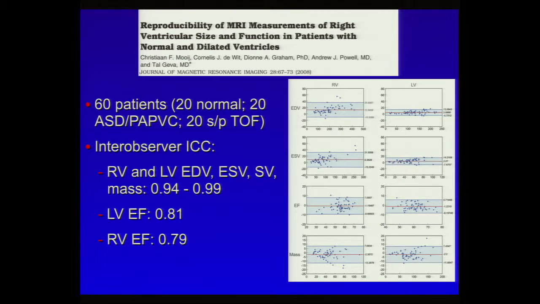MRI measurements of the right ventricle are reproducible, especially in experienced hands, and this is some data showing reproducibility of measurements of RV volumes, ejection fraction, and mass. It is slightly less reproducible as compared with the left ventricle, but still better than any other alternative that we have in clinical practice. So, how do we use all of that information?